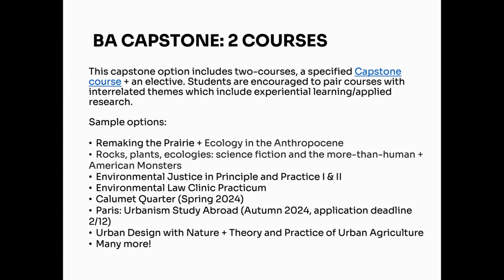We have some sample options of course pairings on the screen. And so you could do something like, well, a handful of you here are already taking the Calumet Corridor. Even if you're taking that in your third year, that counts as your capstone option if you're interested. You could do something like the environmental law practicum or environmental justice in principle and practice, and then present what happens in the practicum aspect of that at the conference at the end of the year.